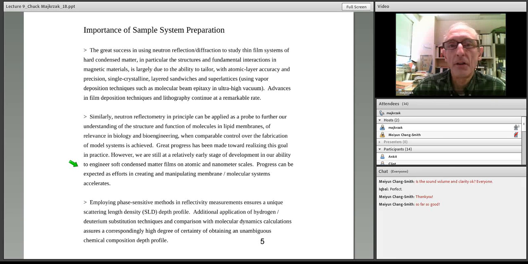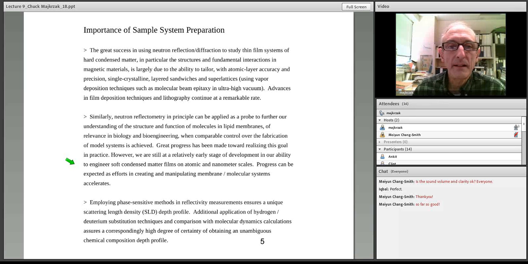And it turns out for thin film systems, for hard condensed matter at least, techniques like molecular beam epitaxy and other physical vapor deposition and chemical vapor deposition techniques enable people to make samples that are accurate on an atomic level, layer by layer. And this enables one to tailor systems, as we'll see later on, probably more of this on Friday, that can be tuned to study particular systems of interest in a systematic way. But this can also be applied to soft condensed matter.